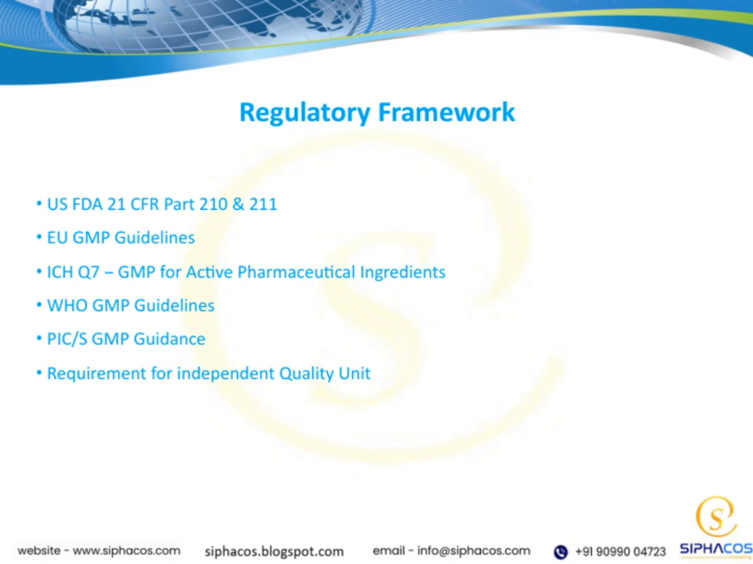Finally, an important requirement across these frameworks is the establishment of an independent quality unit. This unit plays a vital role in overseeing quality assurance, ensuring compliance, and maintaining the integrity of the manufacturing process. All of these frameworks together create a comprehensive regulatory environment that ensures medicines are safe, effective, and of consistent quality worldwide, which is fundamental to our overall goal of safeguarding public health.